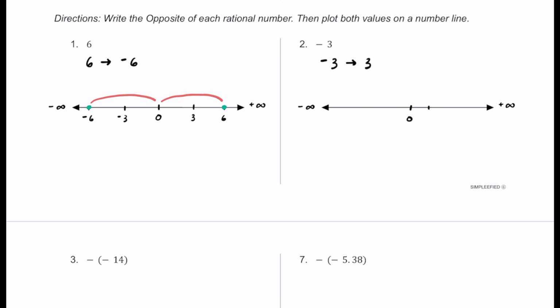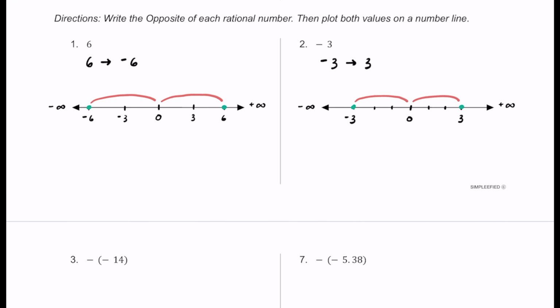Going to 3 is not too bad, so maybe 1, 2, and 3. I'm going to put positive 3 to the right. I'm going to go 1, 2, and 3. I'll put negative 3 to the left here. So negative 3 would be over here to the left on the number line. Positive 3 would be over here to the right. We can see that this is 3 units away from 0, and this is also 3 units away from 0.